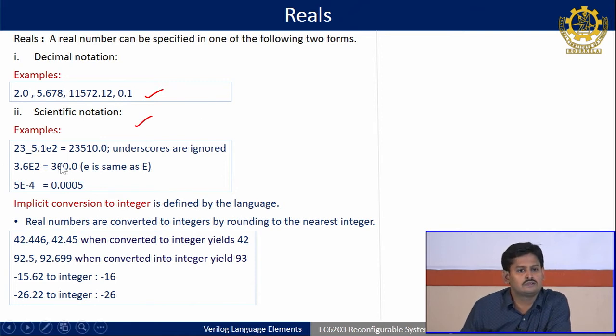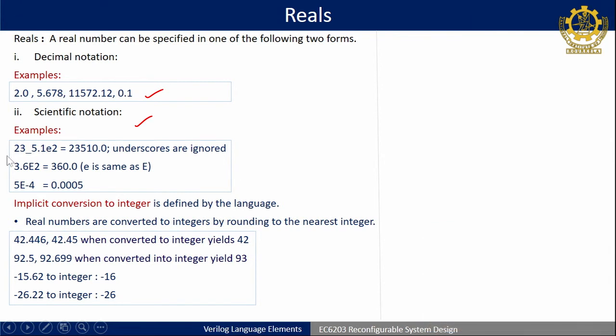So, this is like 235.1 E2. This E stands for 10 to the 2. So, if you calculate, this is 235.1 into 10 to the 2, and you may get this simple representation as the result.